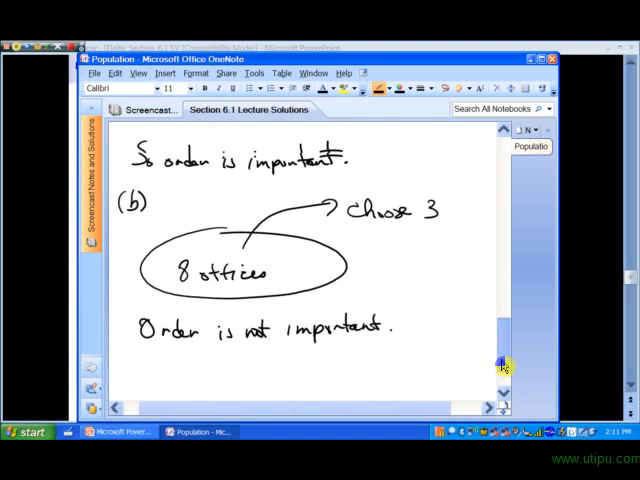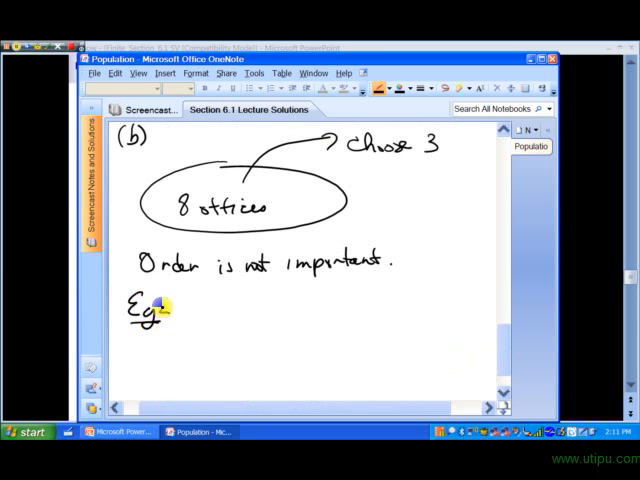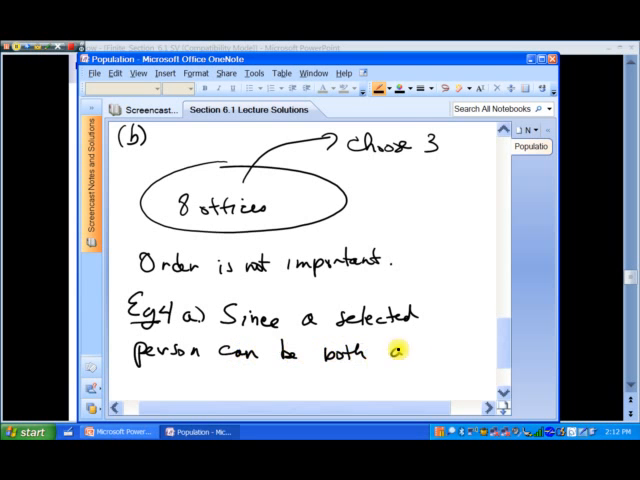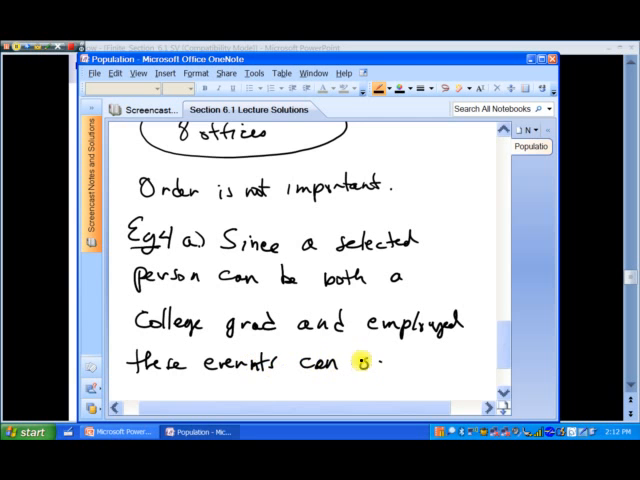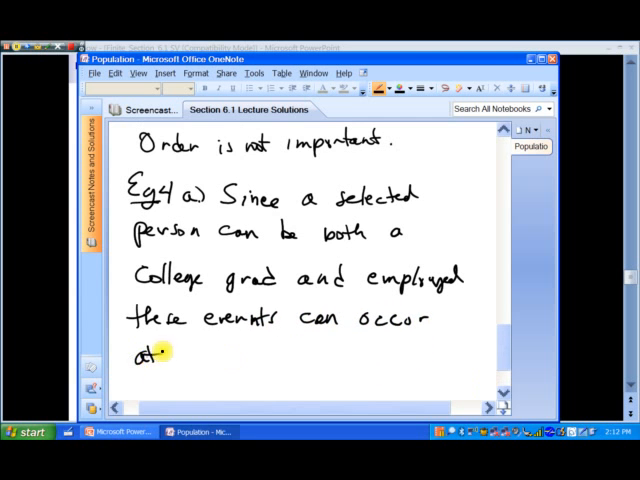Well, certainly that's true. Since a selected person can be both a college grad and employed, these events can occur at the same time. In other words, they can occur simultaneously.